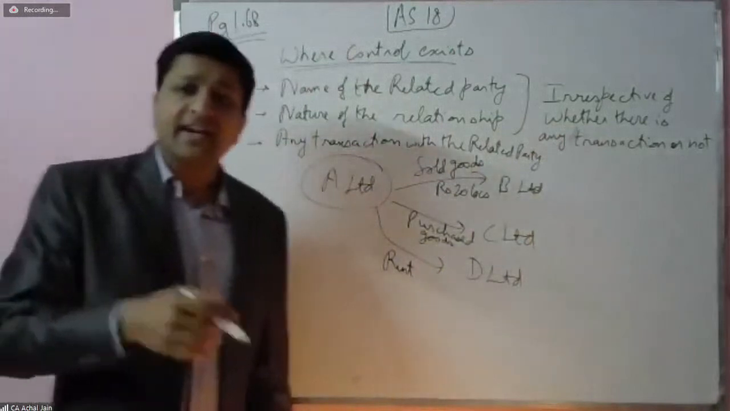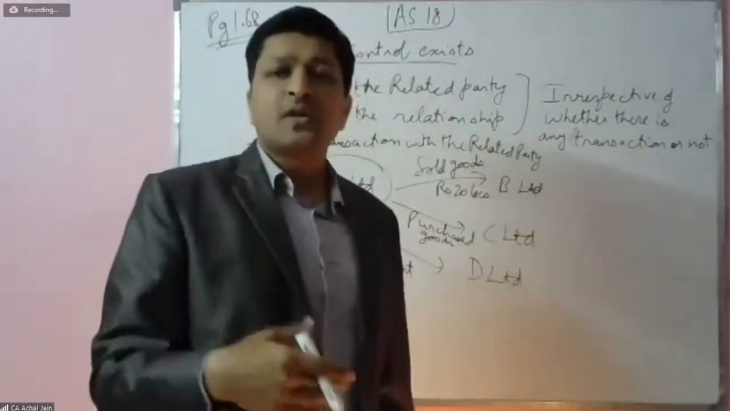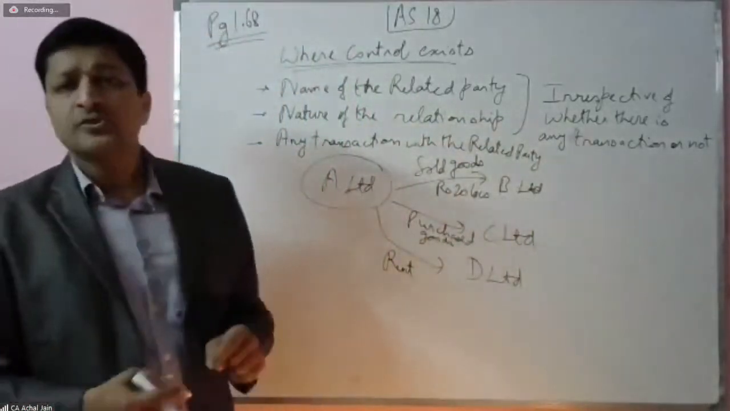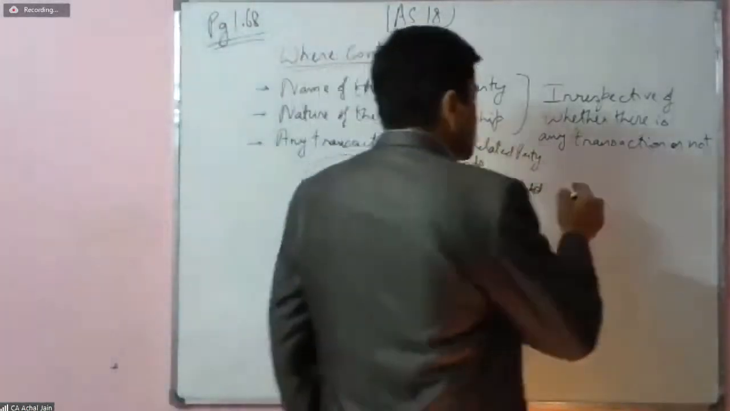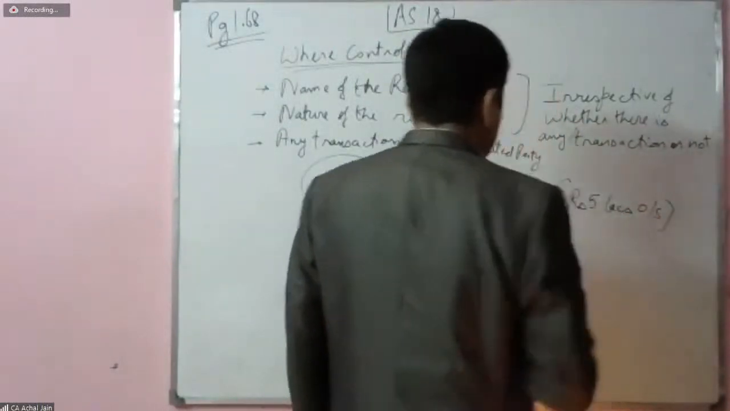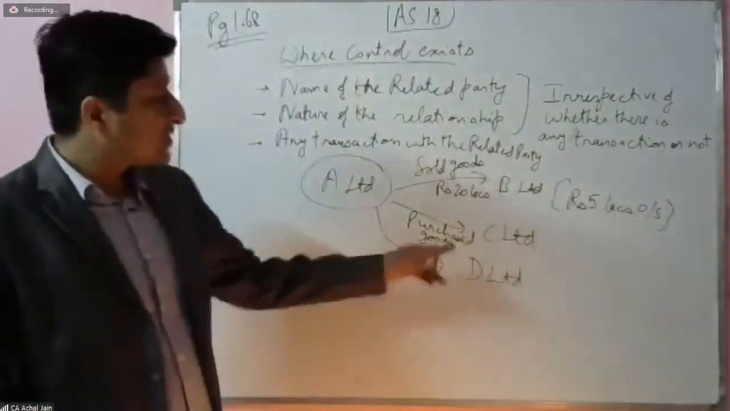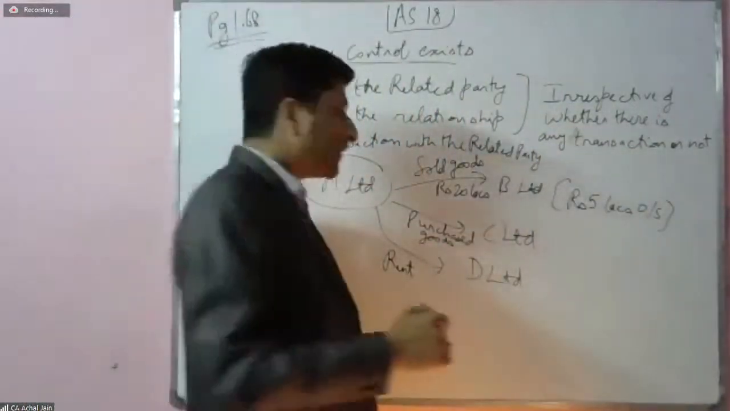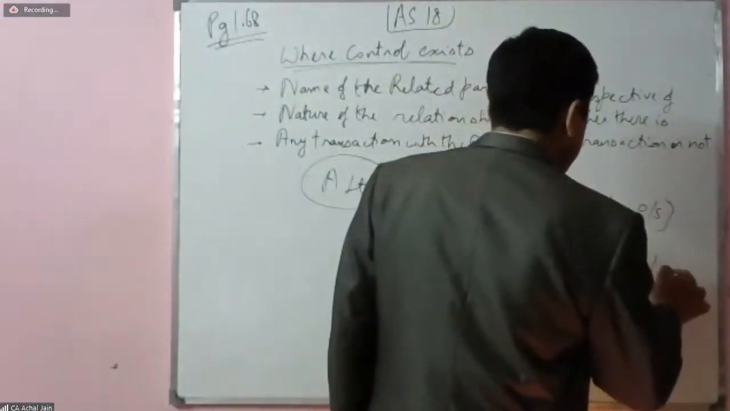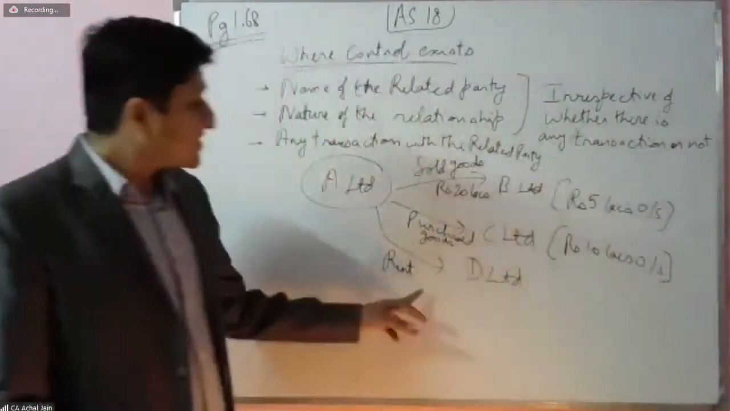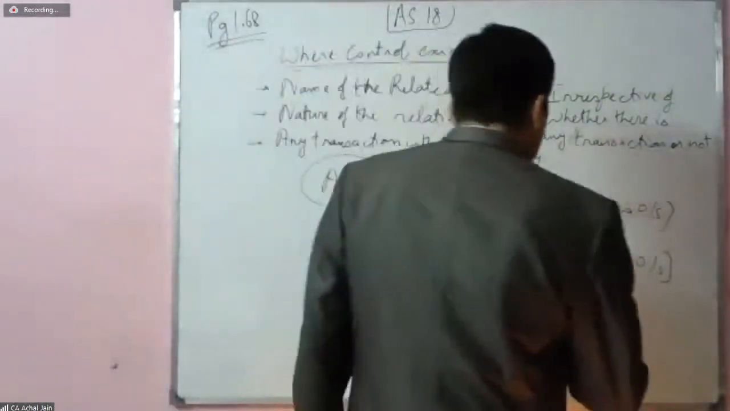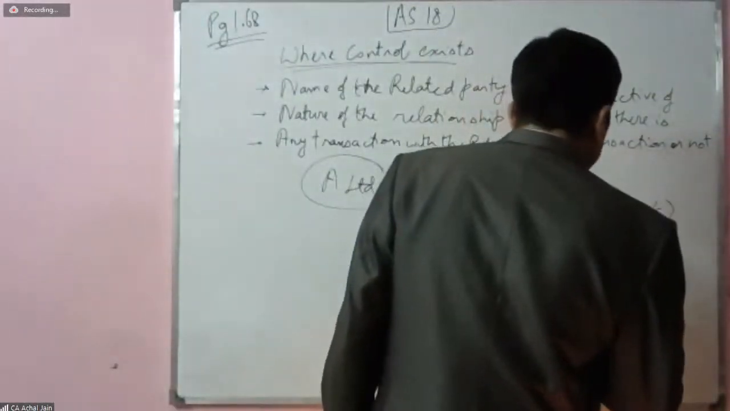Let's suppose at the year end, there is some balance which is outstanding in respect of this related party. For example, A has sold goods worth rupees 20 lakhs to B and 5 lakhs is outstanding. A has purchased goods from C and the entire amount, rupees 10 lakhs, is outstanding to be paid. This rent has been accrued, but this has not been paid. So rupees 5 lakhs is outstanding.